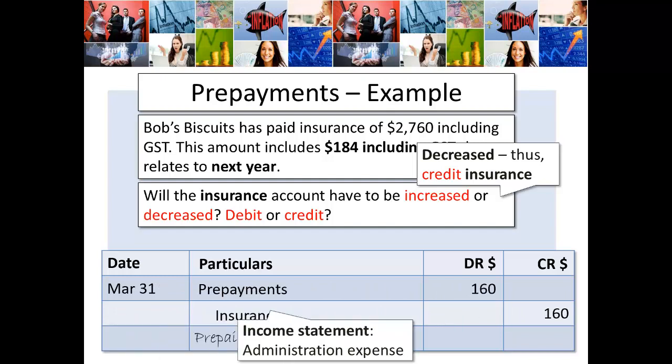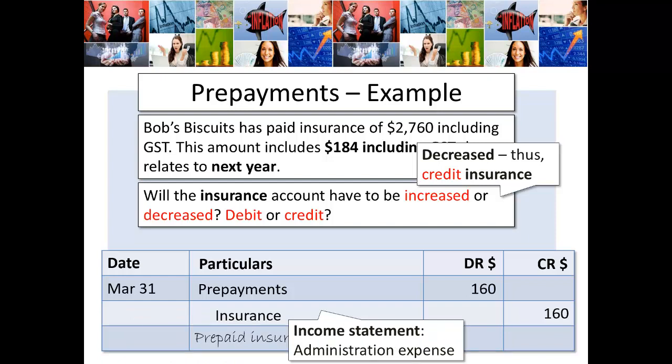And prepayments being an asset. Insurance on the income statement as an AE, administration expense. And prepayments is a current asset on our balance sheet.